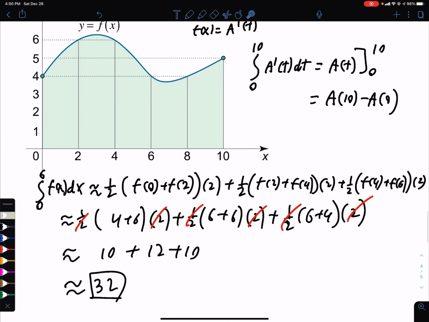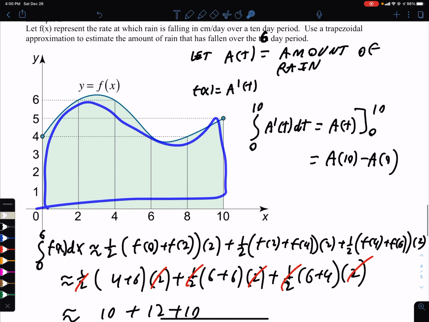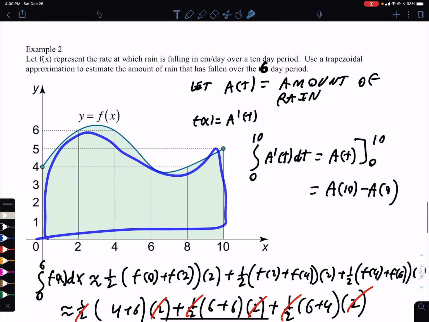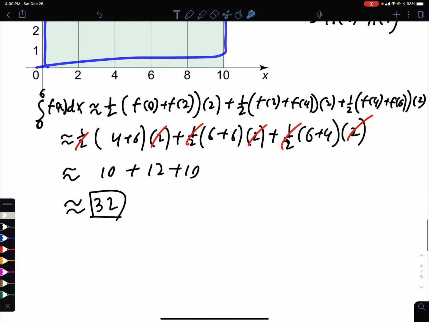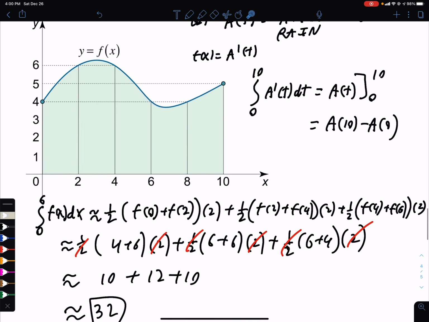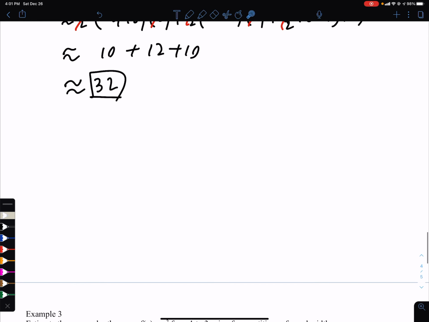So the net area is about 32, but that represents about 32 centimeters of rain in 6 days. Actually, this is from here to here. That's a lot of rain. It's more than 10 inches, so that would be like a downpour.